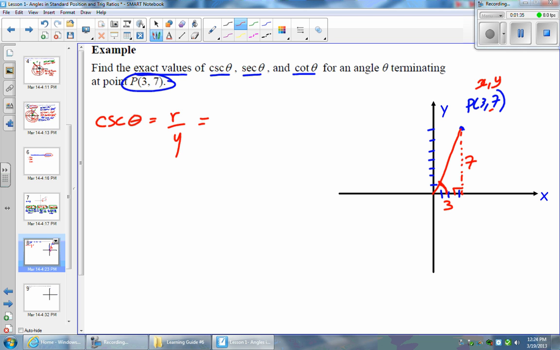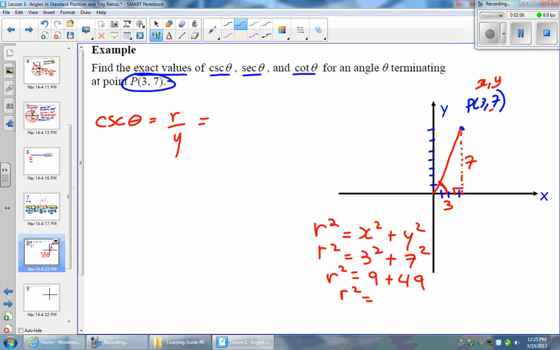So we need to know what our r value is first. Okay, so let's find the r value. We know 2 side lengths of this right angle triangle. So let's go ahead and find r using our Pythagorean theorem. So r squared is equal to x squared plus y squared. R squared we don't know. X squared is 3 squared, plus y squared, which is 7 squared. So we have 9 plus 49, and our r squared is going to be, as a result, 58. And we're not done yet. We still need to find the r value. So you're going to take the square root of both sides, and we're going to get r is equal to the square root of 58.